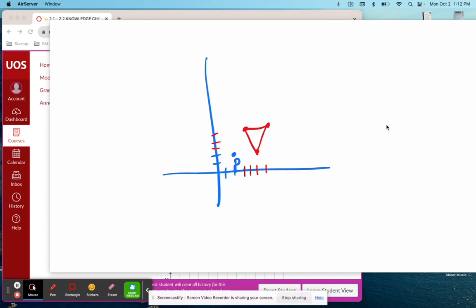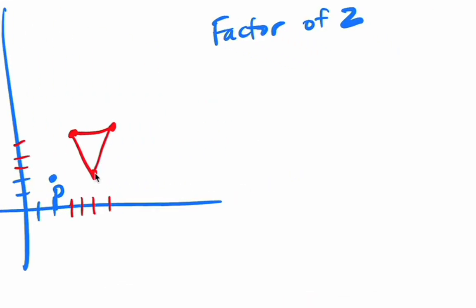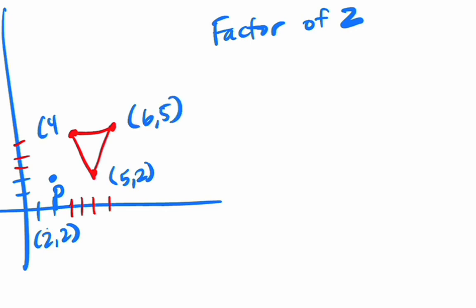So a factor of 2 means we're multiplying the distance between P and this point by 2. So if we notice, P is at 2, 2, and I'm going to write all these labels down. I think it helps. So this is 2, 2. This is 5, 2, 6, 5, and 4, 5. So first I have to look at the difference between P, which is 2, 2, and the point, and we'll start with this one right here, 5, 2.